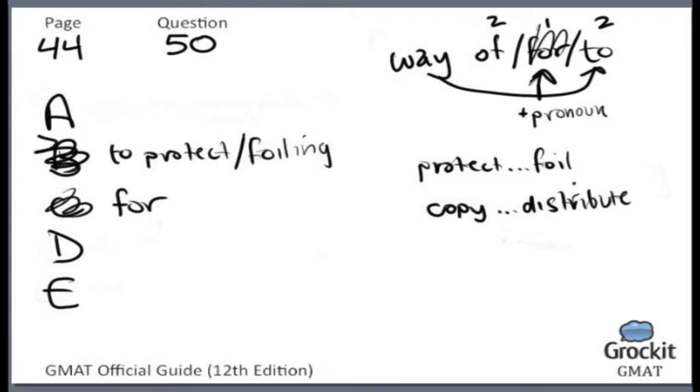Choice D, we have the initial "for distributing songs and full-length recordings," that's fine. "While it protects copyright holders and foils the many audio pirates." Well, that's okay, but the word "while" really kind of changes the meaning here. So they want this standardized way for distributing songs while it protects and foils. Not so sure.